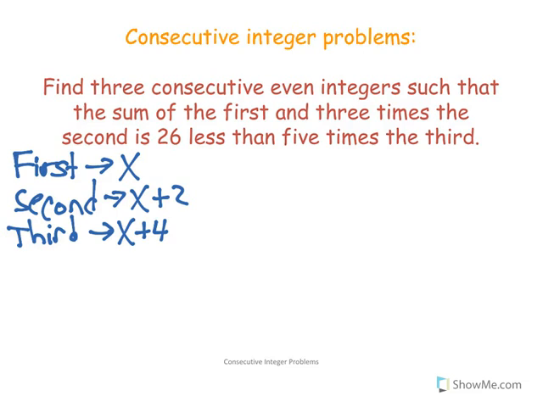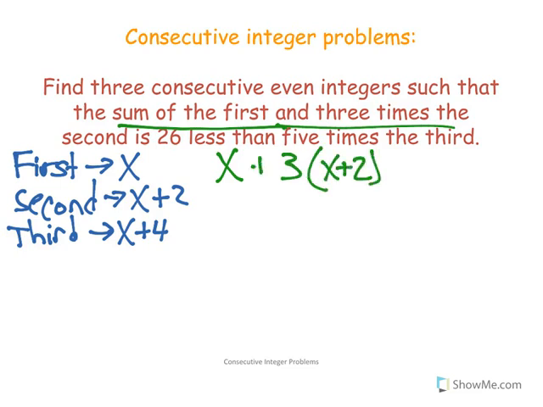So let's see how we set this up. The sum of the first and 3 times the second. So I have to take the first, I have to take 3 times the second, and I have to add them. Okay, that's the first part. Is finally my equal sign. So let's go back and make sure this makes sense. The sum, it's my addition sign, the first number, which is x, and 3 times the second number, 3 groups of x plus 2, 26 less than 5 times the third.